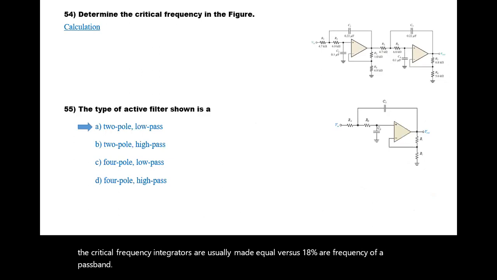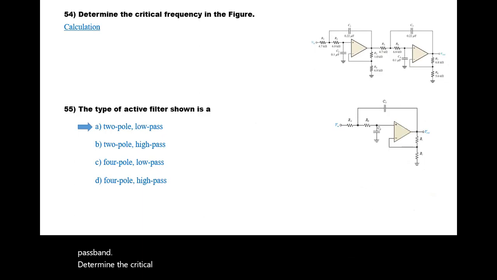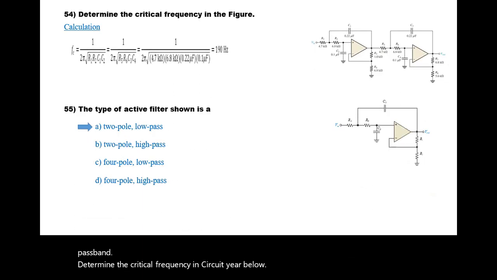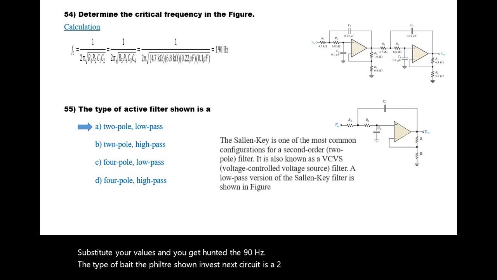Determine the critical frequency in the circuit below. Critical frequency is 1 divided by 2 pi, the square root of R1, R2, C1, C2. Substitute your values and you get 190 Hertz. The type of active filter shown in this next circuit is a 2-pole low-pass filter.